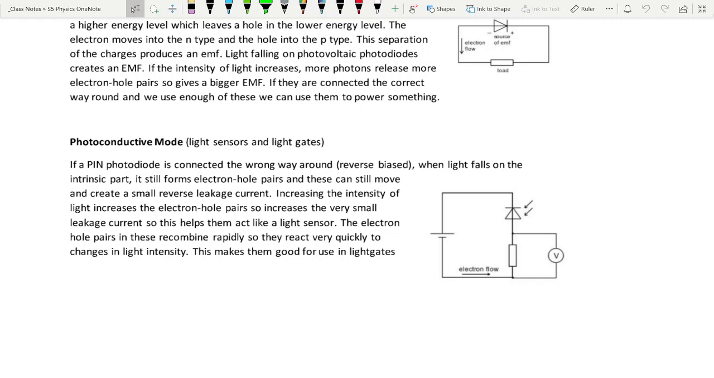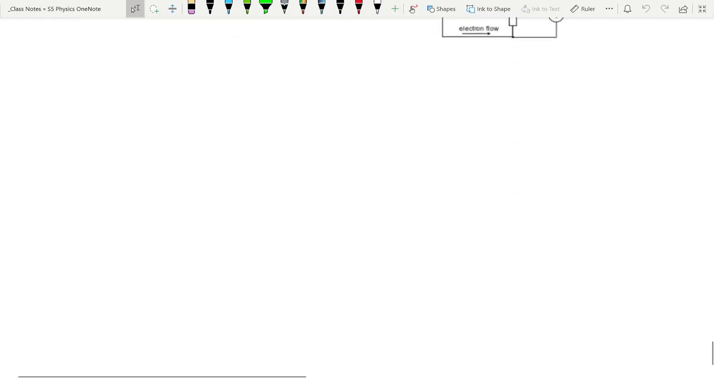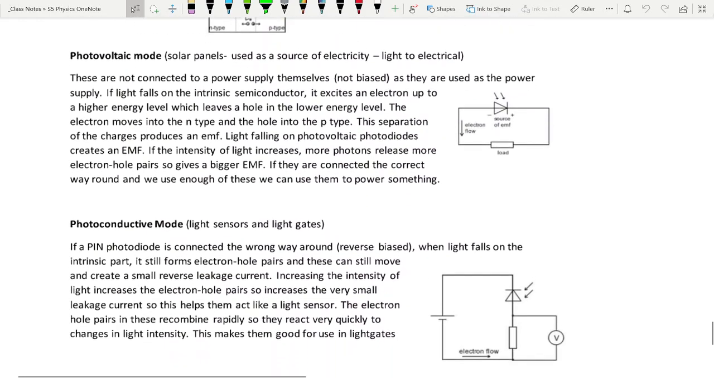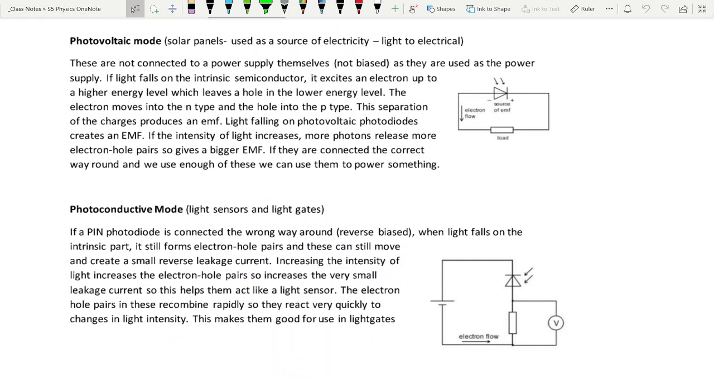So the more light that falls on them, the more current you get, so you can tell how much light there is. And the electron hole pairs in these recombine rapidly, so they react very quickly to changes in light intensity, which also makes them good for light gates when timing things. And that is it. That's everything you need to know on semiconductors.